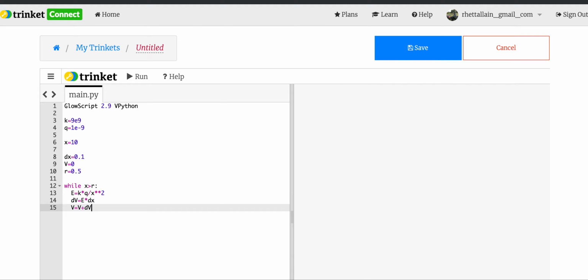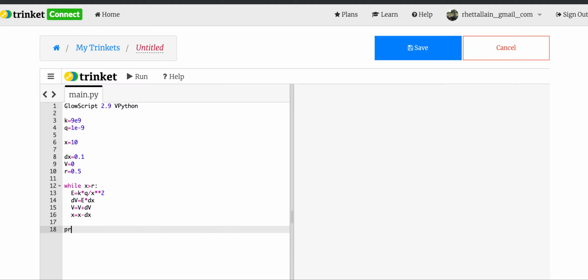And remember, this is not a normal equal sign right here. This says make it equal to. This says take the potential, add the delta V that is calculated, and make that the new potential. Okay, so those V's don't cancel. Now the next thing I need to do is move my x position. So I can say x equals x minus dx, going to be closer, and then that's it.